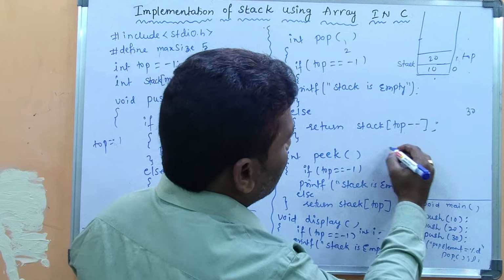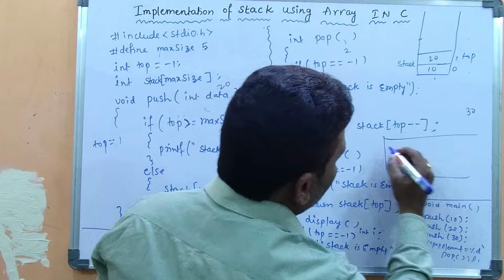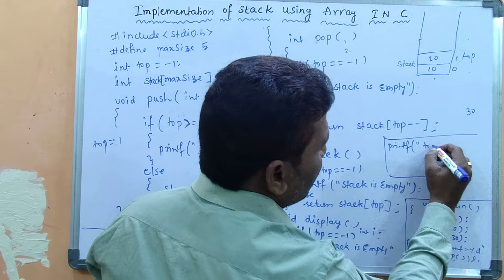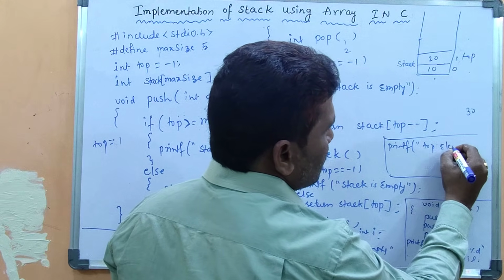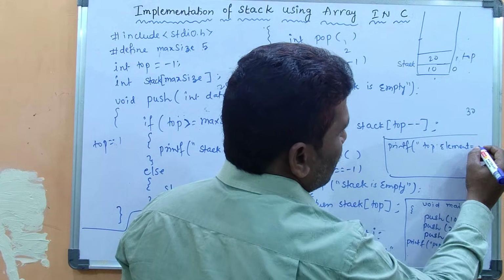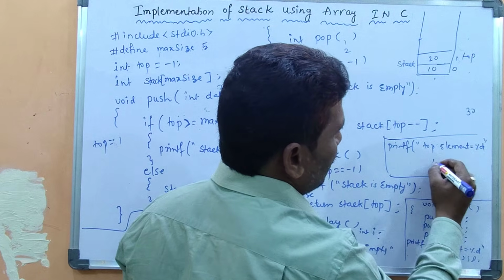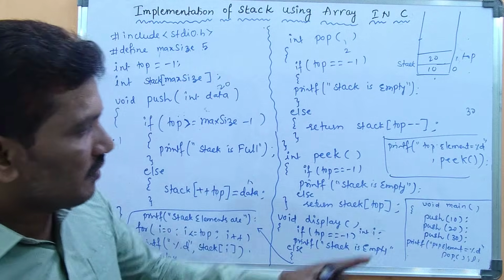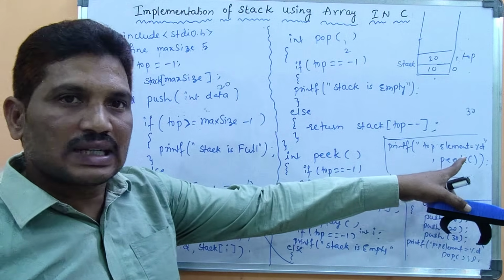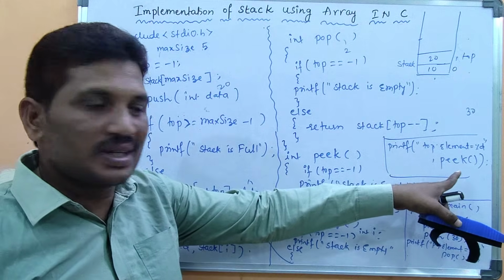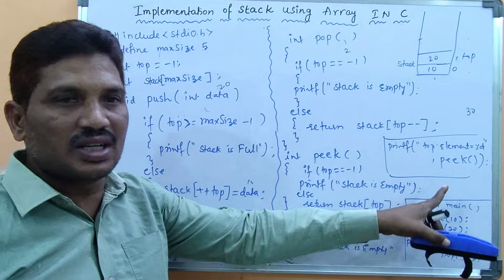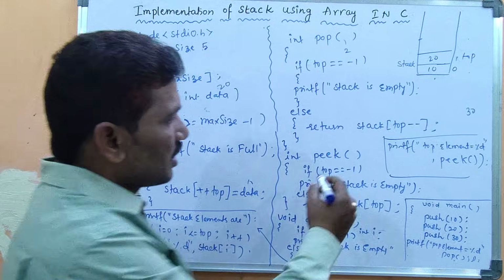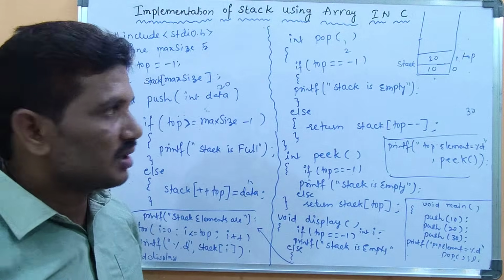I can write here printf top element %ld comma peek. Okay, whenever you call the peek element, which one is the top element in the stack, if you want to know, it will be retrieved only. It does not remove any element from the stack. Then the control will come to here, the top value becomes -1, top value is what?